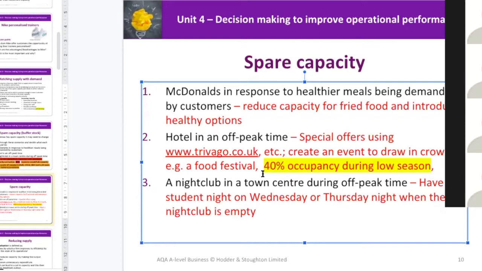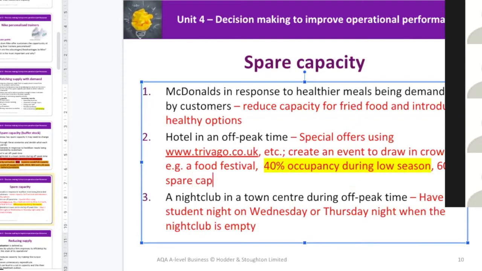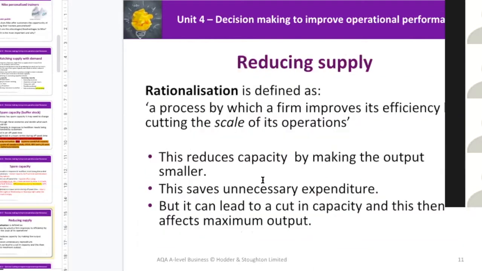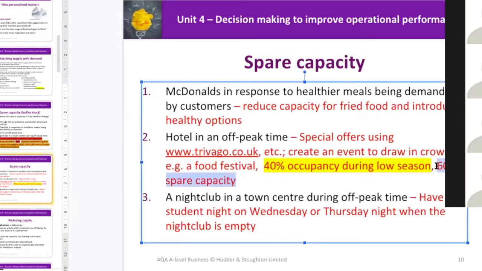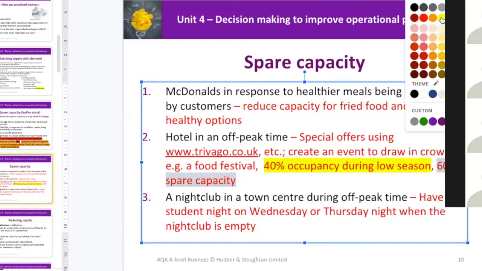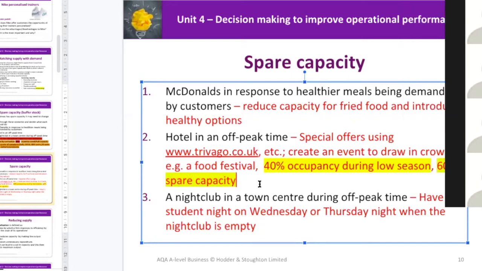So the occupancy for a hotel is 40% during low season. So how much percent of their rooms haven't been used? 60%. So we call 60% their spare capacity. 60% is quite high in terms of spare capacity. Are you gonna just leave the rooms empty, or are you gonna offer something special, a discount price, to make sure you use up the spare capacity?